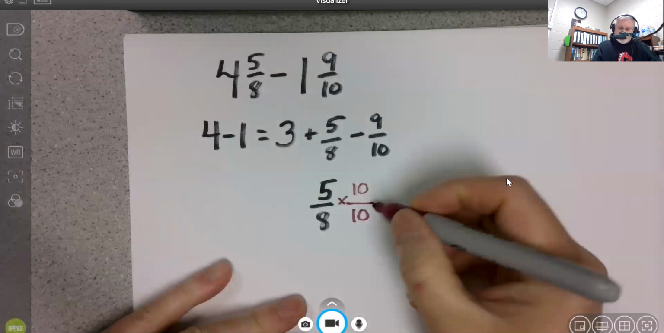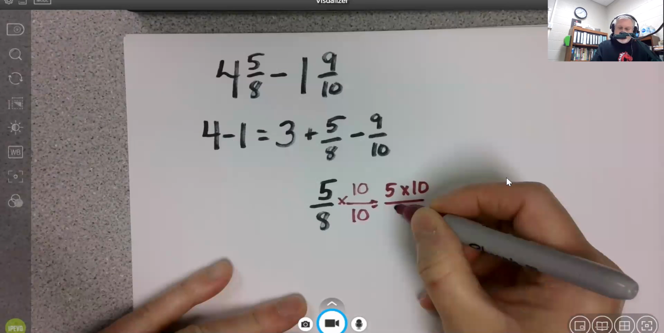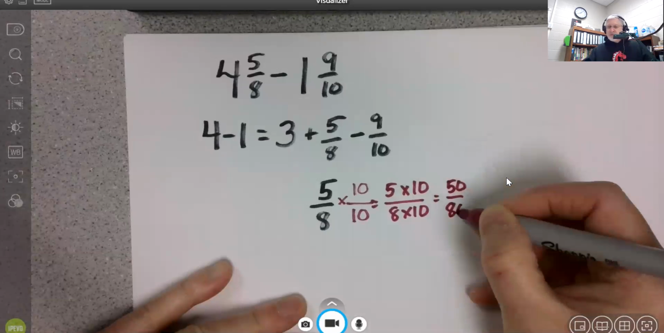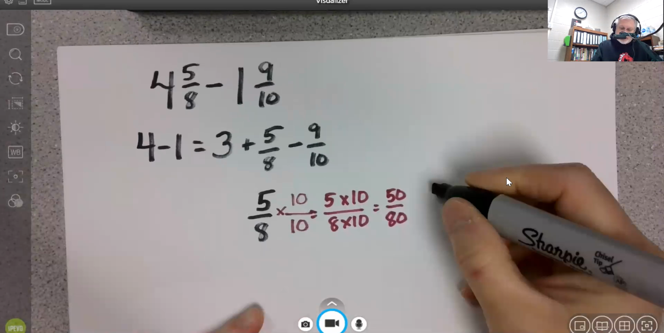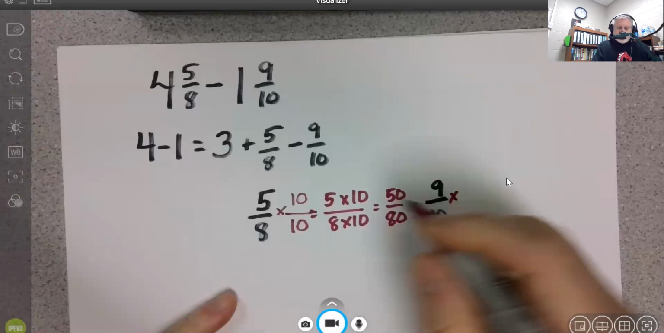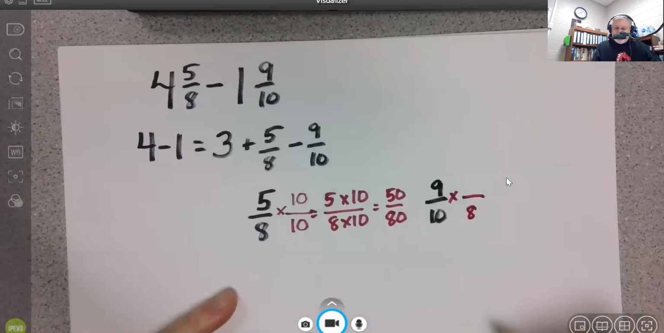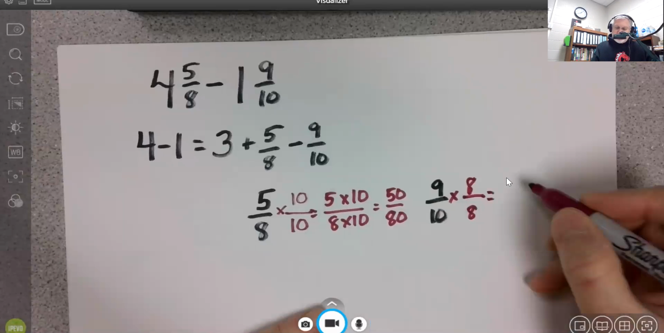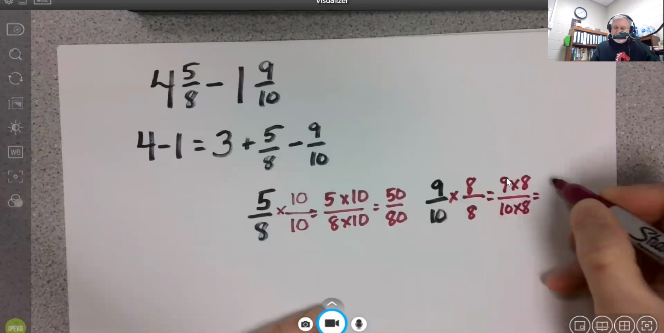So I have 5 times 10 and 8 times 10, which equals 50 over 80. All right, we look at our second fraction, which is 9/10. On this one, I want to multiply. Look at my other denominator, and I want to multiply it by 8/8. Again, not trying to change the value. And 9 times 8 over 10 times 8 equals 72 over 80.